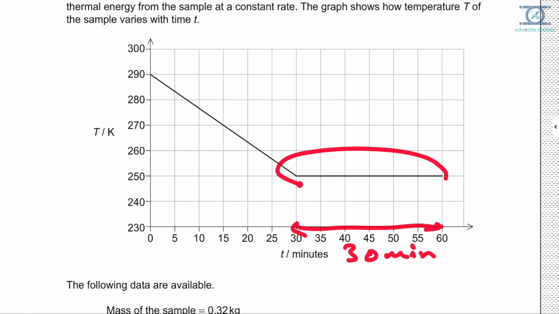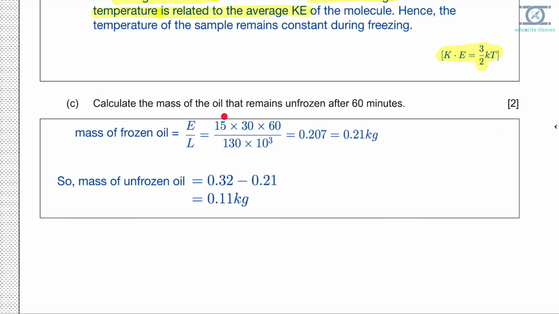Okay, so the energy supplied during this time is 15 into 30 into 60 divided by the latent heat of fusion of oil, which is given in the question. We get 0.21 kg by rounding off to two significant figures. This is the mass of the frozen oil, and the total mass of the oil is 0.32. So the unfrozen oil we get by subtracting 0.21. So we'll get 0.11 kg as the answer. That is the mass of the unfrozen oil, which is still supposed to be frozen if we continue supplying the thermal energy. Okay.